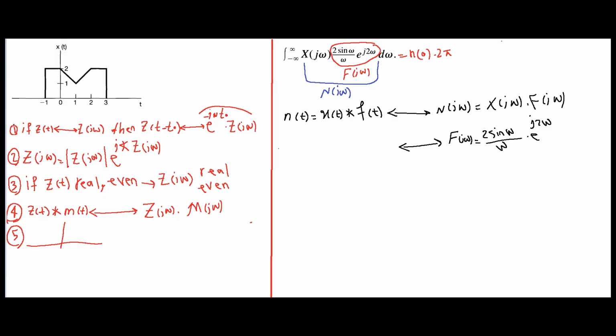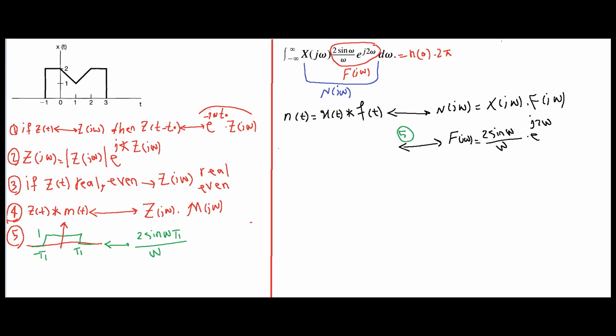To compute the inverse Fourier transform of F(jω), we first remind that, according to the fifth point, if we have a rectangular pulse in the time domain from -t1 to +t1 with an amplitude of 1, its Fourier transform will be equal to sin(ωt1) divided by ω.